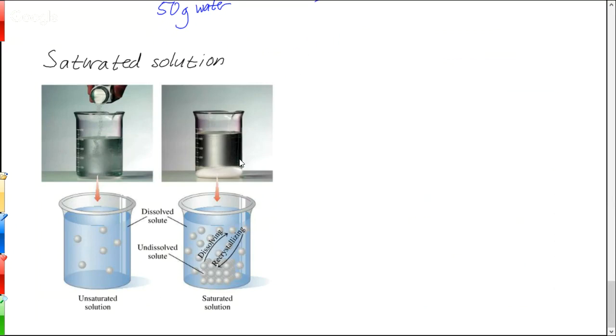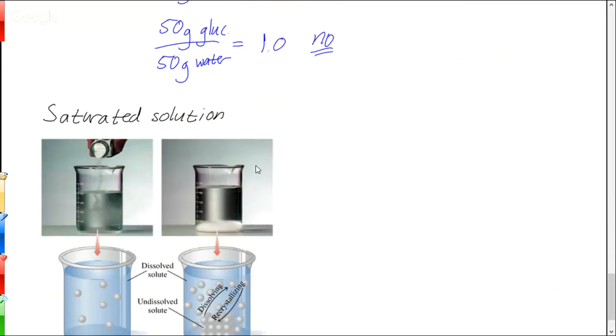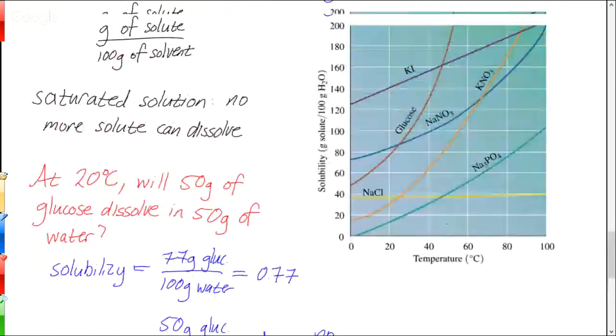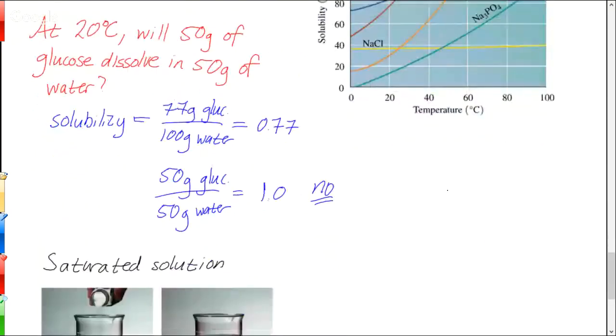All right. So we talked about how most solid solutes increase their solubility with temperature. Gases actually do the opposite. Gases decrease their solubility with increasing temperature.